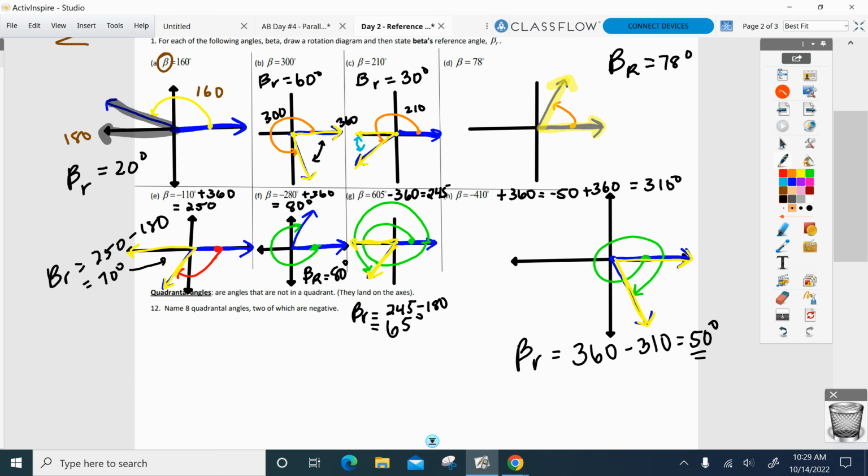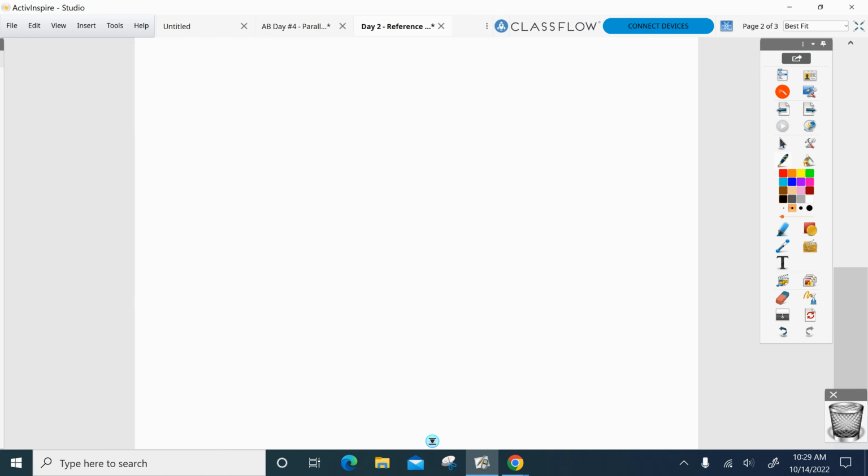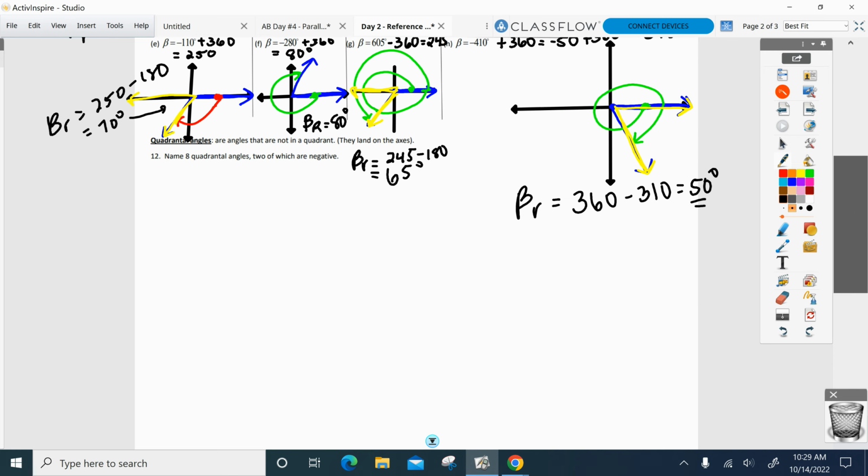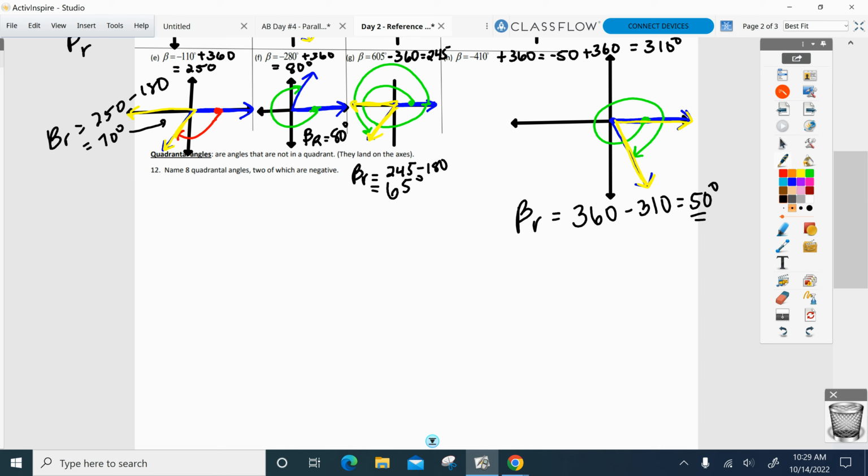All right, last thing. I mentioned this yesterday that we were going to talk about it today. If an angle falls on the line, it's not in a quadrant. It's called a quadrantal angle if it falls on the line. So here's what I'm going to do right now. I'm going to have 8 of you give me an example of a quadrantal angle.